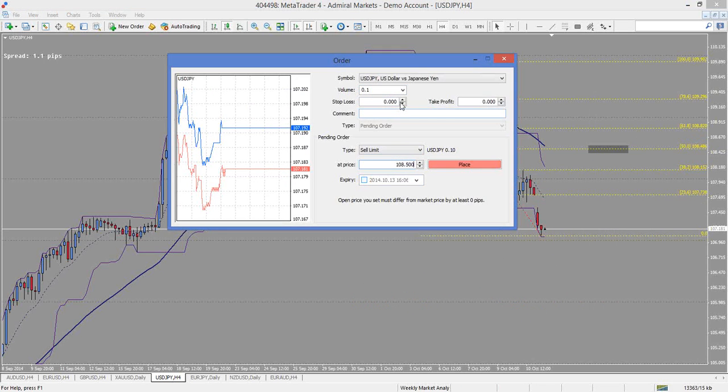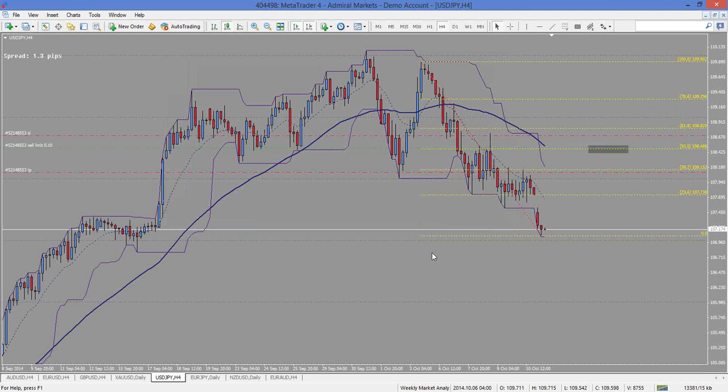I'm going to try and catch it at 108.50 even, which puts my stop at 108.70. And my target is 108.10. I'll just tag that order. And looks good. Any questions on that one?